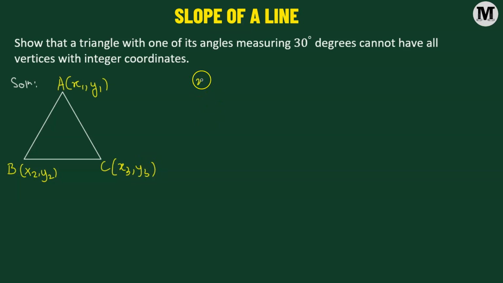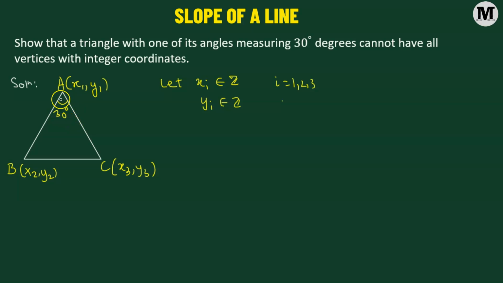Now here xi, where i takes the values 1, 2, 3, are all integers. And similarly yi, where i takes the values 1, 2, and 3, are also integers. So that means the coordinates are integer coordinates. We are going to suppose that they are integer values. Now it's given here that one of its angles measures 30 degrees. So let us suppose that angle A measures 30 degrees.